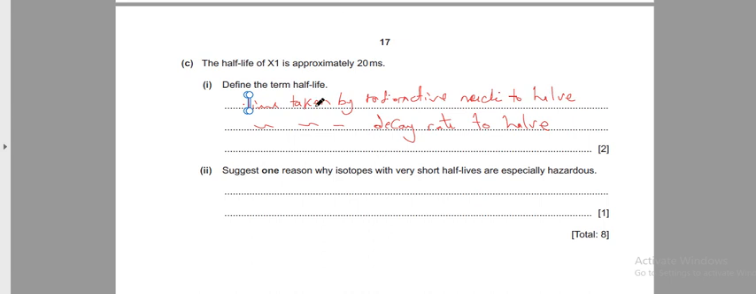Suggest one reason why isotopes with very short half-lives are especially hazardous: because a large number of particles are emitted per unit time, or it has a high decay rate.